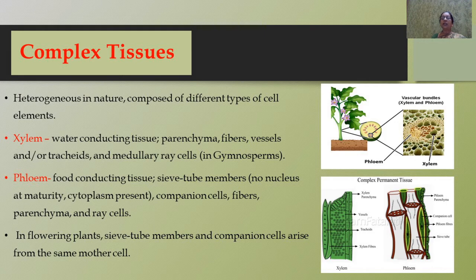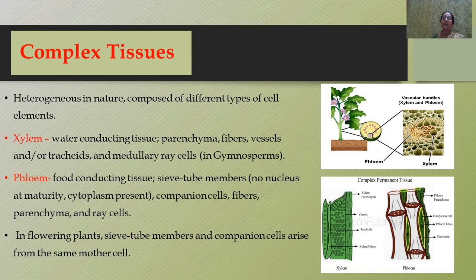Xylem is the water conducting tissue, as you all know. It consists of various elements like xylem tracheids, xylem parenchyma, xylem fibers, and medullary rays in the case of gymnosperm plants. While the phloem consists of sieve tubes, companion cells, phloem parenchyma, phloem fibers, and ray cells. All these cells in combination perform the function of food conduction.